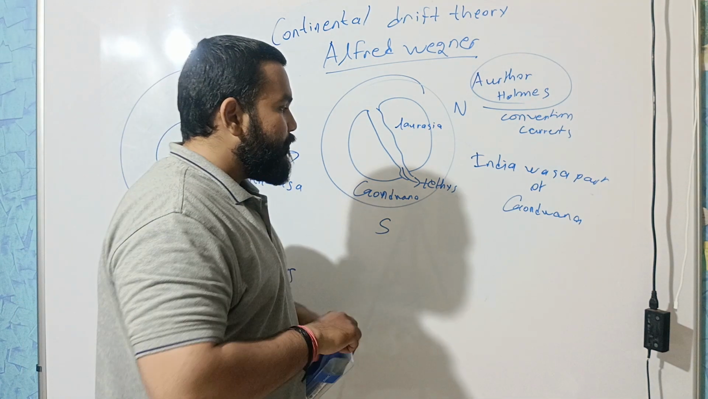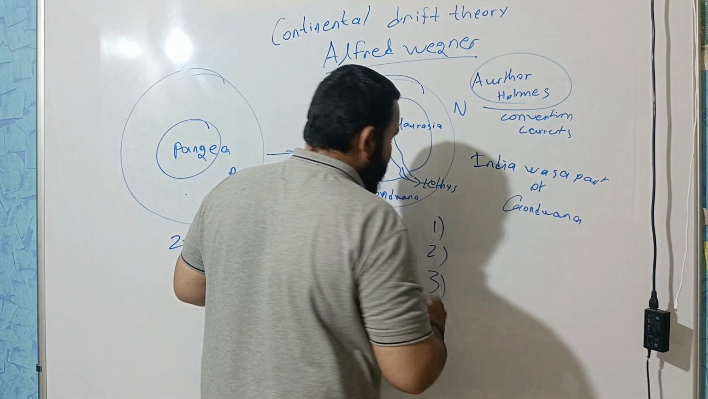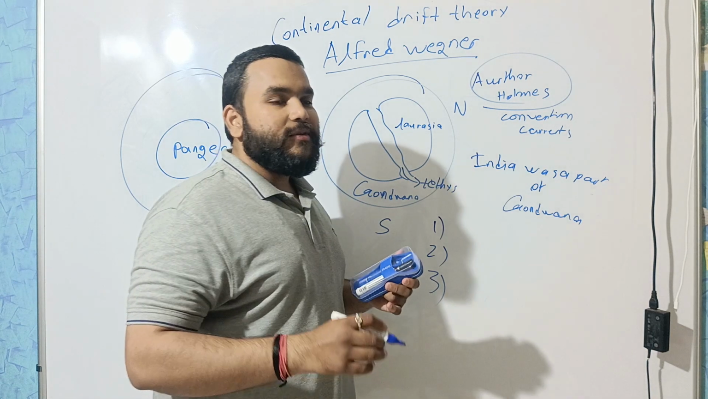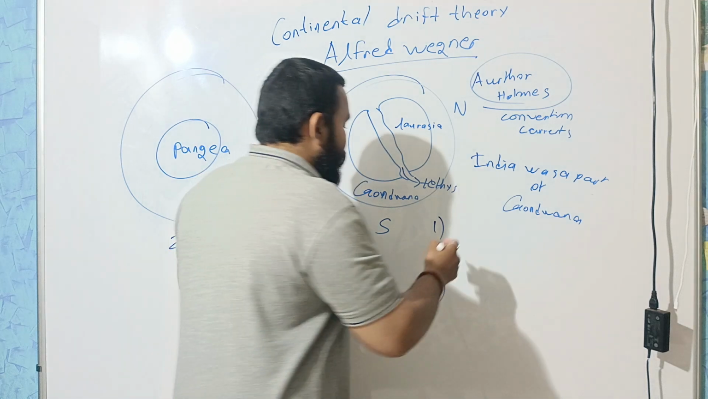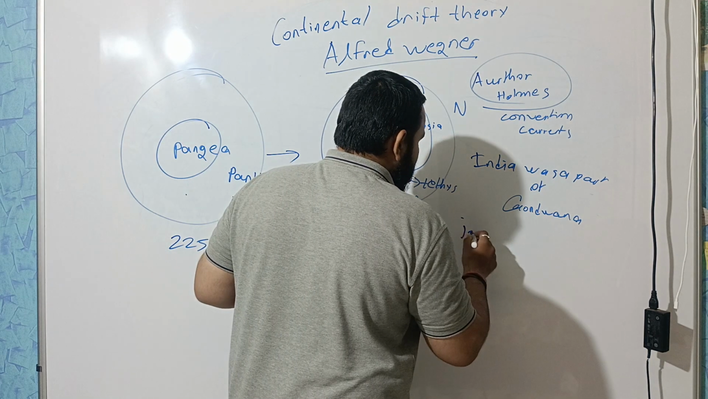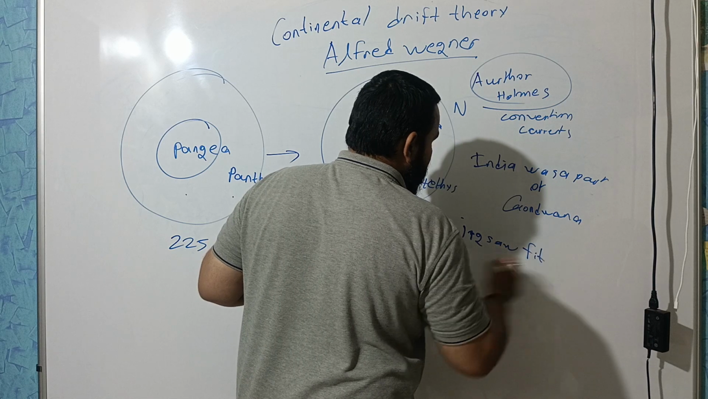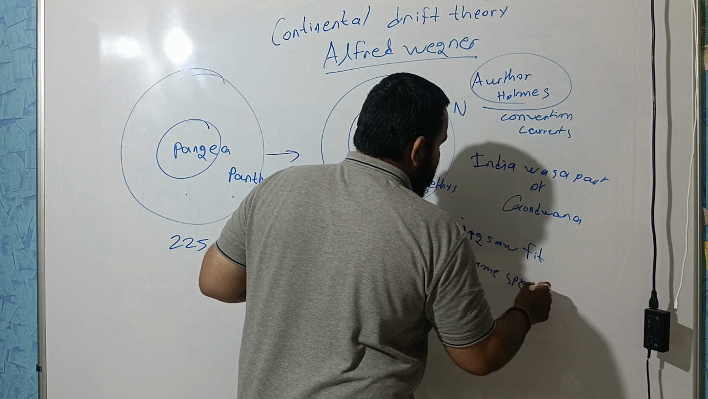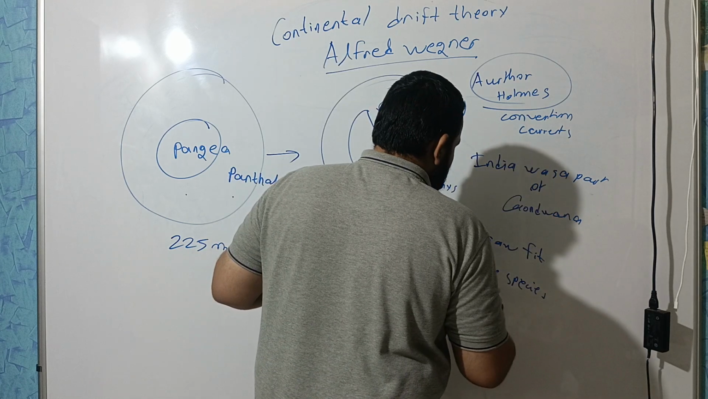The evidence is very simple. There are 3 evidences. Quickly write them down and complete the video, because most people want to watch a short video rather than a long video. First, jigsaw puzzle, jigsaw fit, then same species, and rock type. I'll first write them down and then explain these 3 evidences.